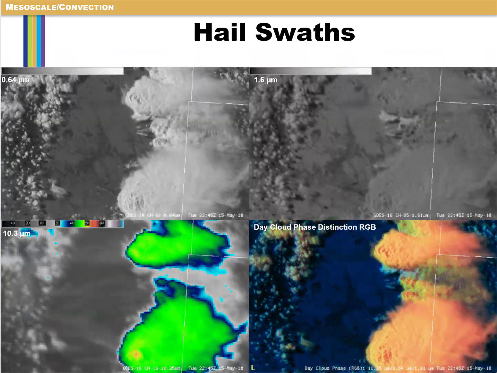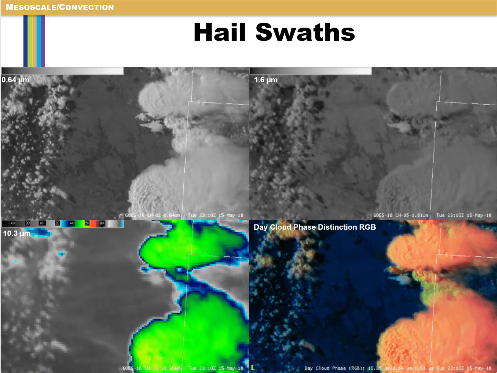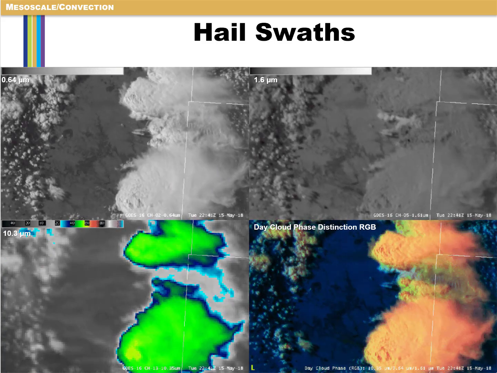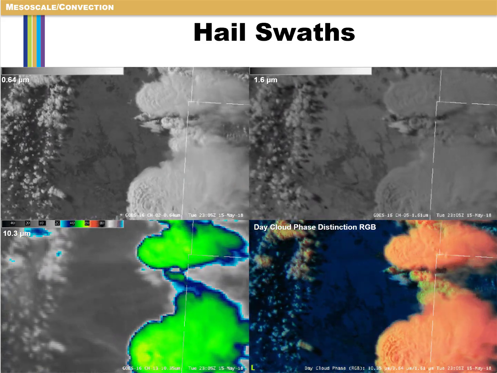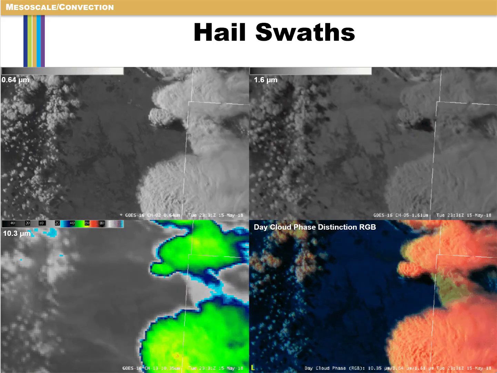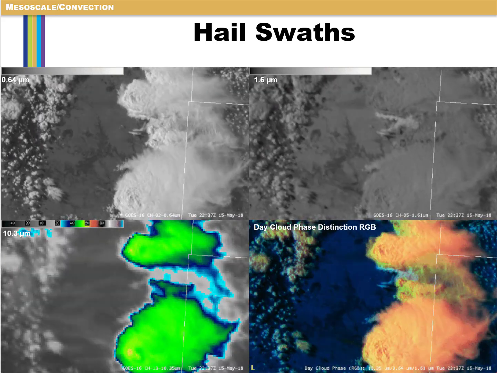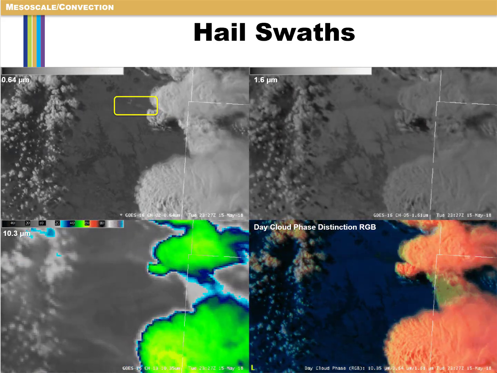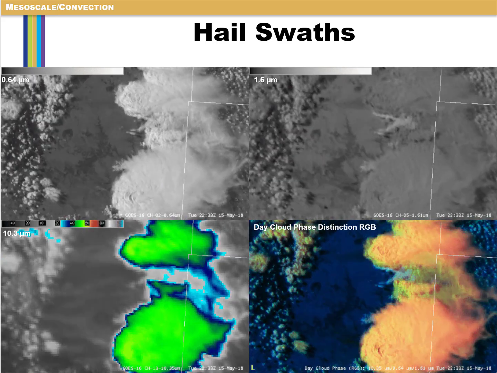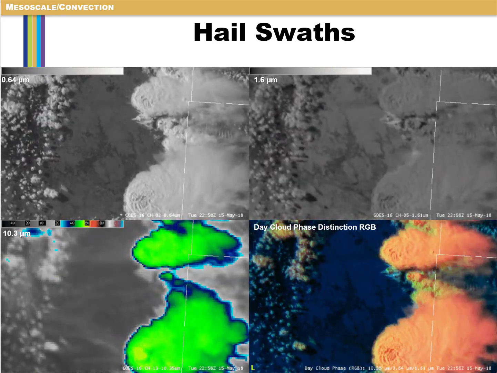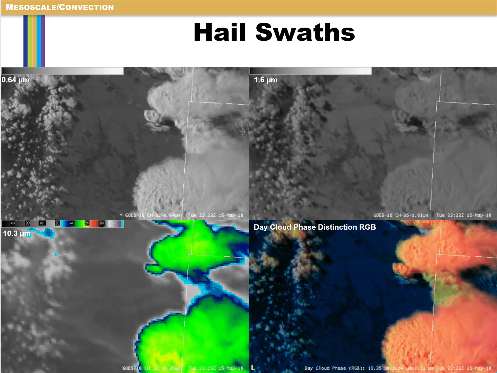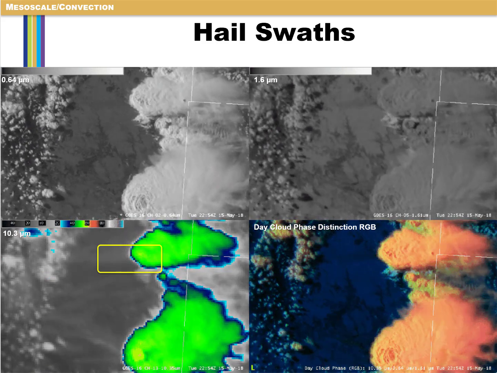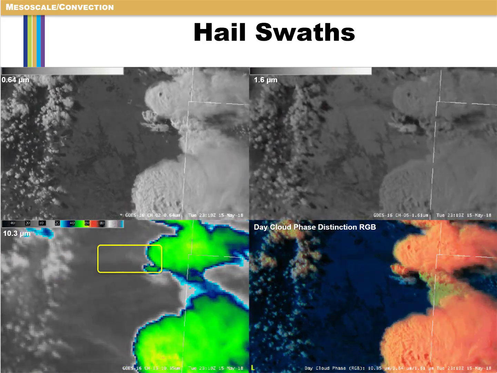At times, you may be able to observe hail swaths on the ground in the wake of hail-producing thunderstorms. In this example, we examined the day-cloud phase distinction RGB, along with the three bands the RGB is comprised of. Hail swaths in the visible imagery appear white since it is quite reflective. However, at 1.6 microns, the hail swath absorbs radiation readily, making it appear dark at this wavelength. At 10.3 microns, the hail swath is colder than the surrounding ground. Therefore, it will have colder brightness temperatures in contrast to the surrounding warm ground.